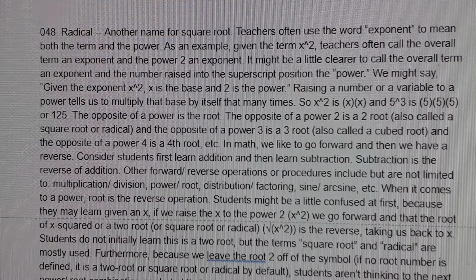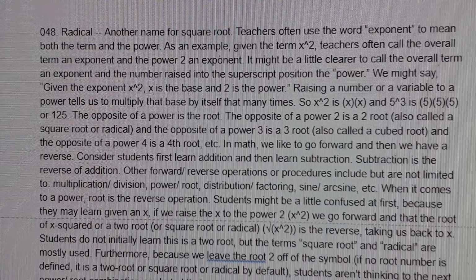Raising a number or a variable to a power tells us to multiply that base by itself that many times. So, x squared is x times x, and 5 to the power 3 is 5 times 5 times 5, or 125.